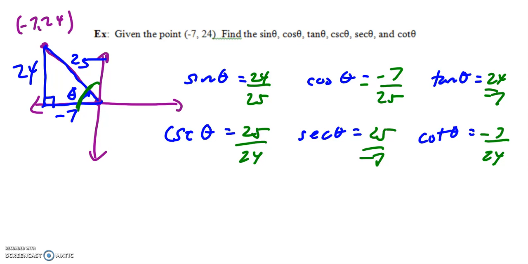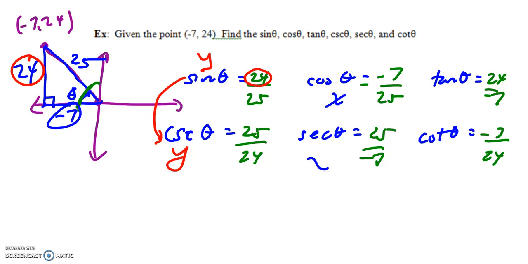Again, it is good to point out that the 24 that's going with the sine is a y value, so the cosecant also has to go with a y value. The cosine, which is your negative 7 value, is an x, so your secant also has to do with x. Tangent and cotangent are both relating the x and the y, so if tangent is y over x, it would make sense that cotangent is x over y. Again, this will come back later to help us.